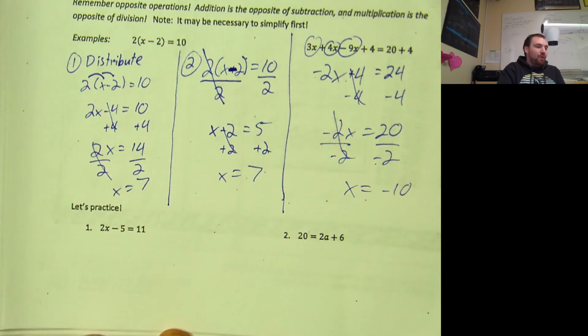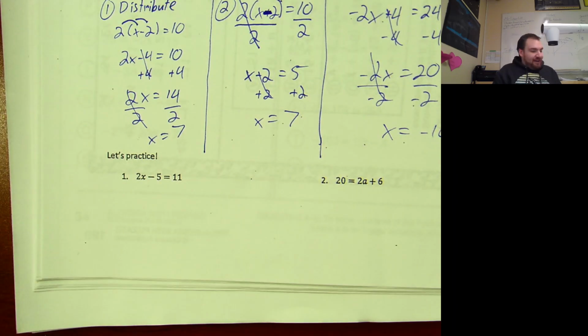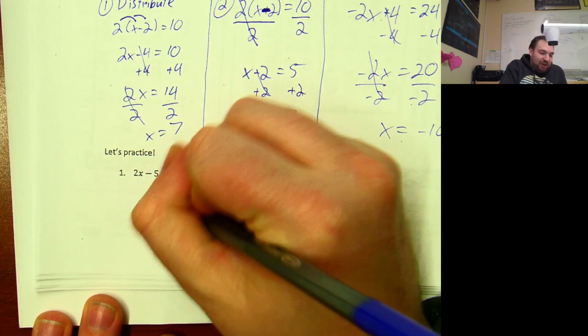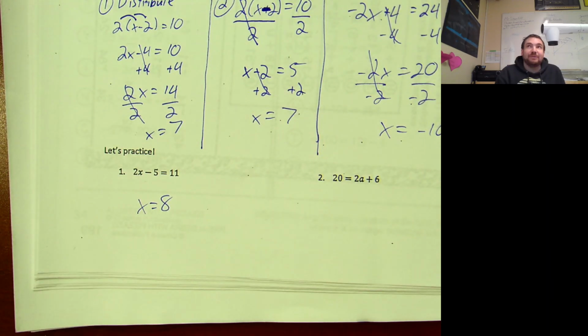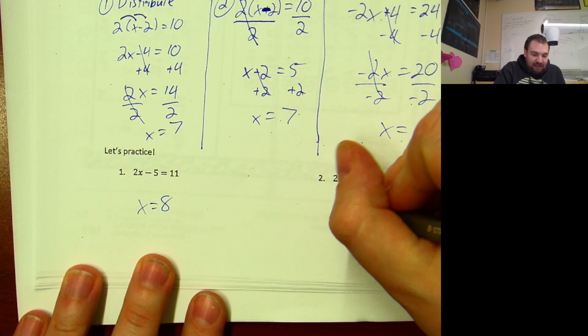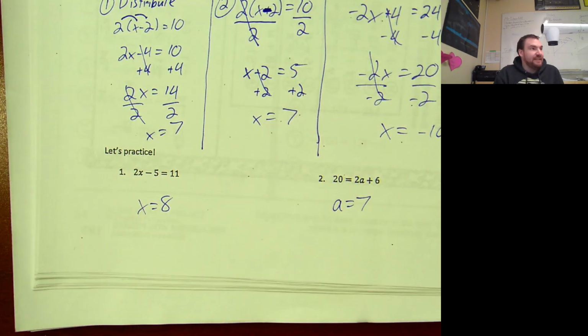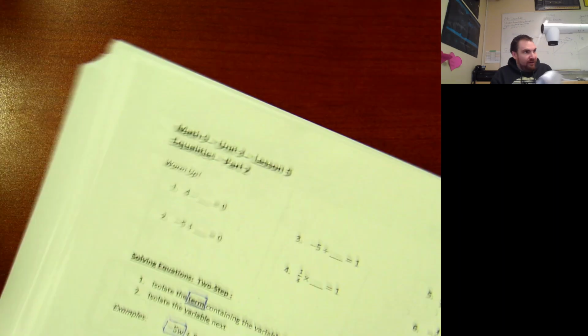Okay, so let's take a look at what you got. Number 1, what did we get? 8. Here we go, cool. Number 1, x equals 8. Number 2, a equals 7, love it. We got these, yes? We're good? Satisfied? Carolyn?